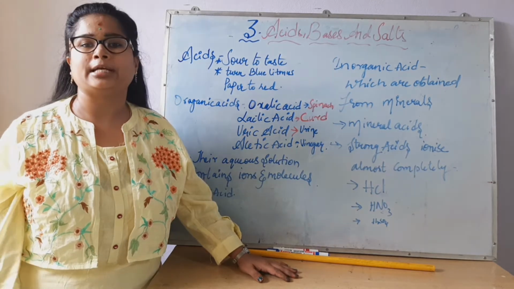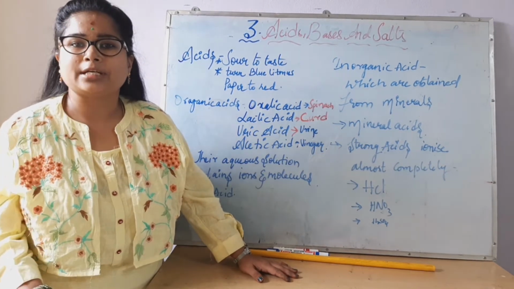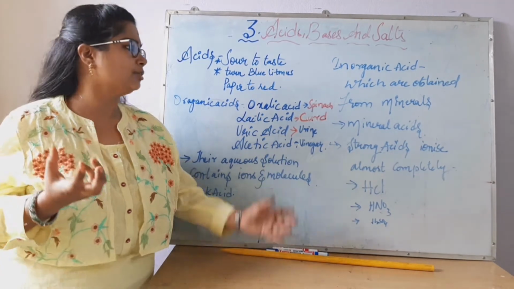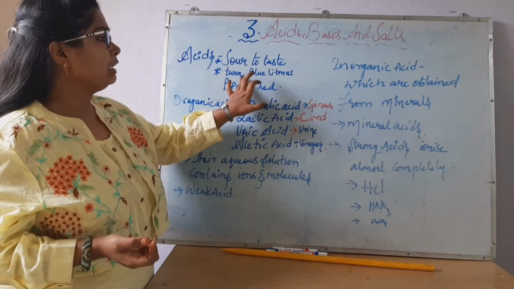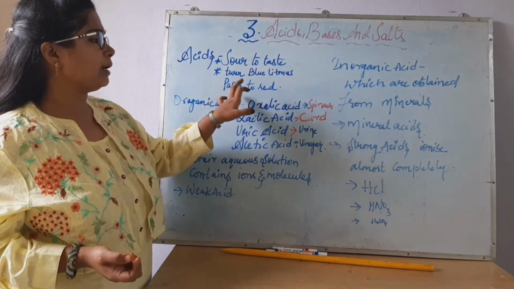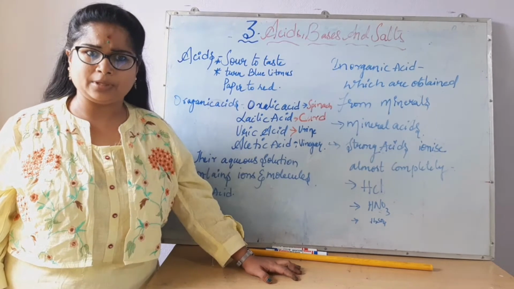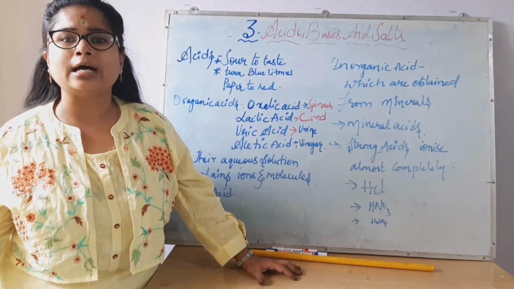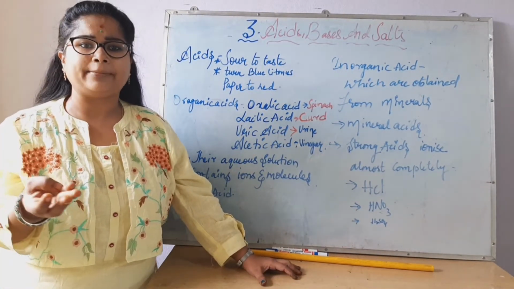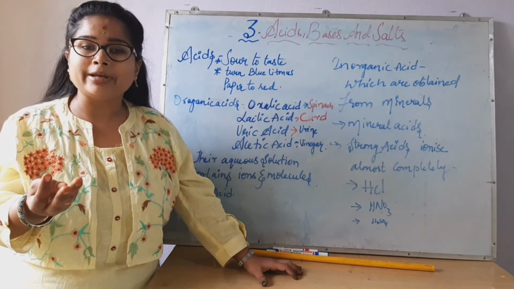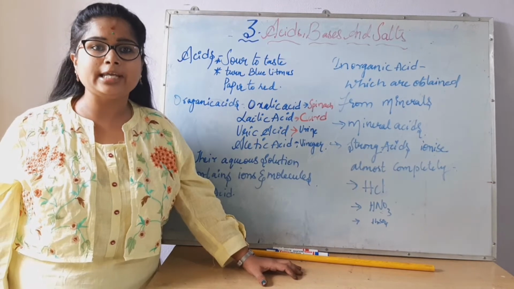which are sour to taste. If you taste it, it will be very sour to taste. They turn blue litmus paper to red litmus. What are these litmus papers? And some natural indicators are also there, like cabbage juice and turmeric. These all are natural indicators.